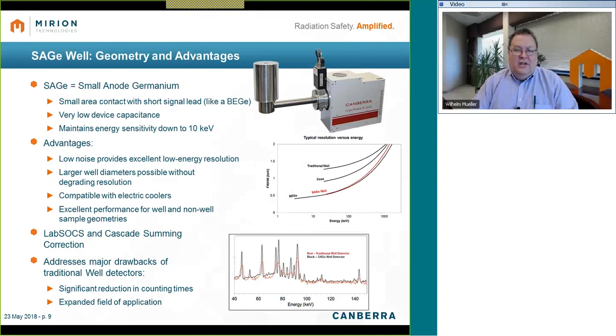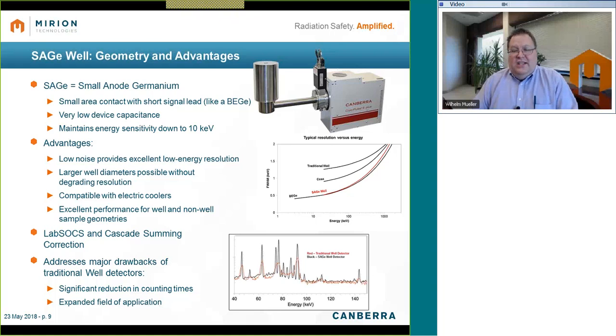So a few years ago, we introduced the SAGe well detector, which stands for Small Anode Germanium detector. And really it's a revolution in the design of well type detectors. It fundamentally starts from the concept of the BEGe type point-like contact, which is inherently a low capacitance detector. And because of low capacitance, that also means it has a superior energy resolution.